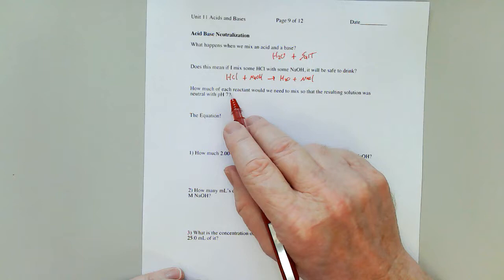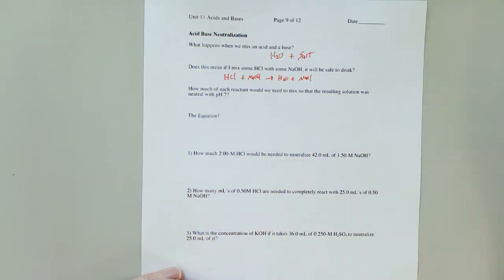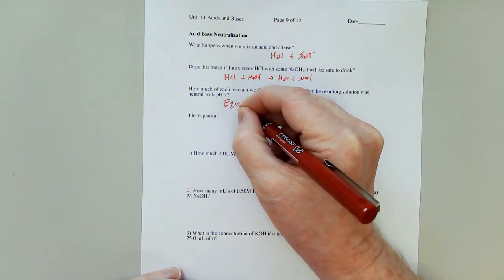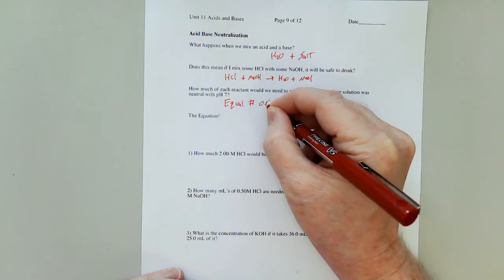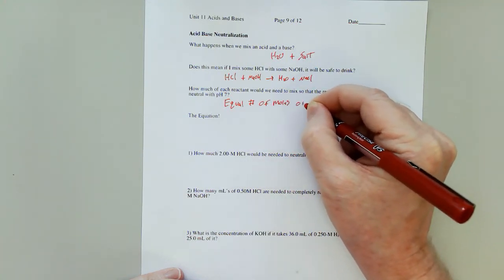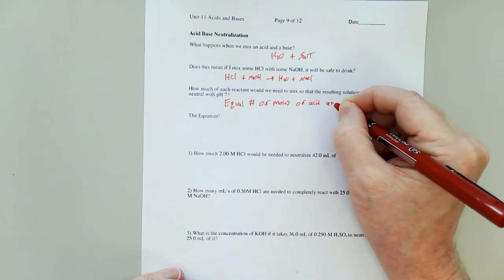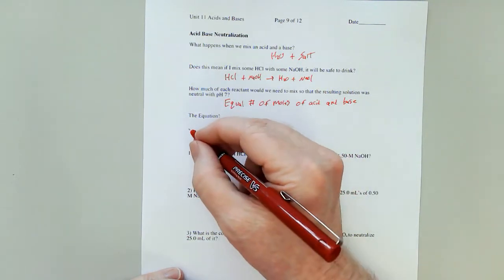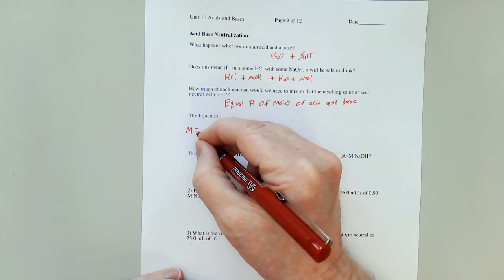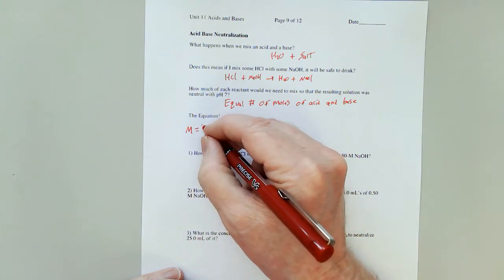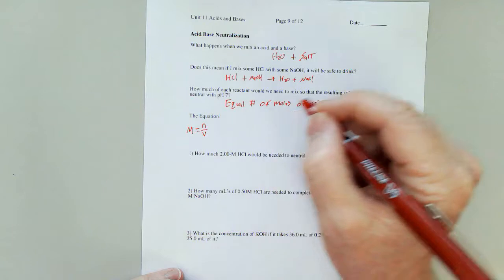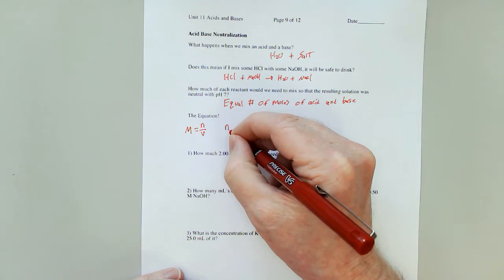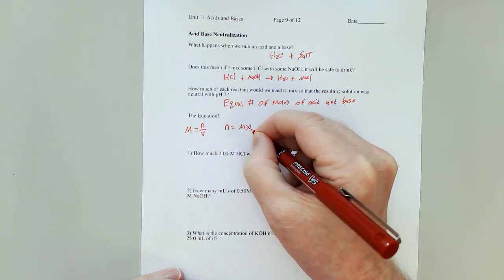So how much of each reactant would we need to mix so that the resulting solution was neutral, a pH of 7? The answer there is an equal number of moles of acid and base. They must be perfectly equal. And we know that the molarity of an acid or base solution can be calculated using the formula moles over liters. And then if we want to solve that for moles, it equals molarity times volume.